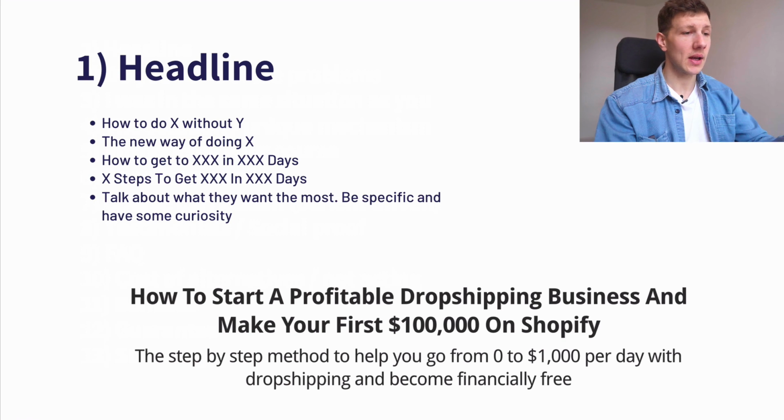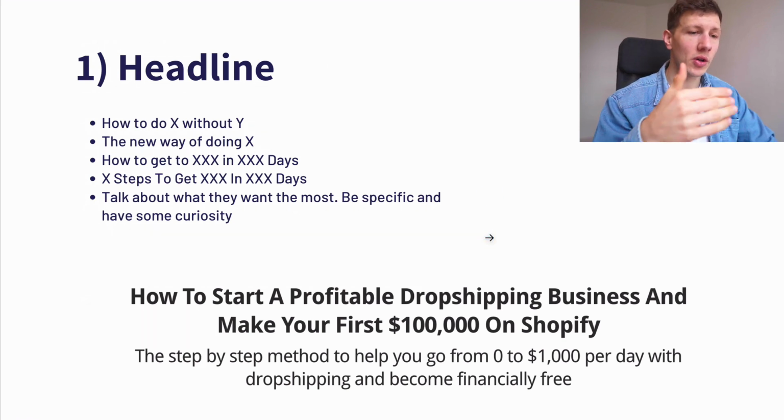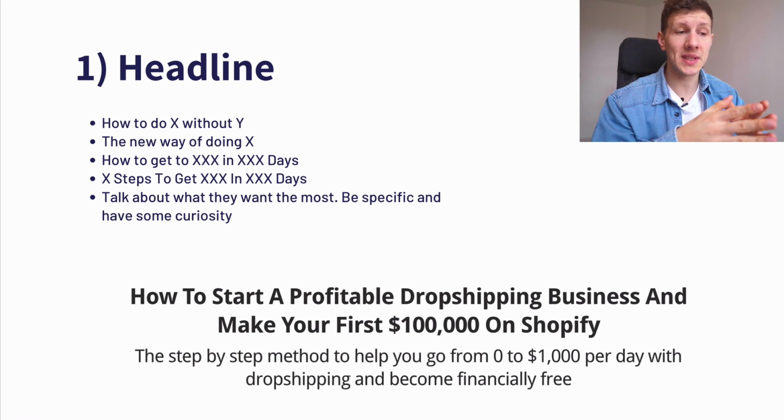As in the example I'm showing you just down below, a course that I created about dropshipping: how to start a profitable dropshipping business and make your first $100,000 on Shopify. The step-by-step method to go from $0 to $1,000 per day with dropshipping and become financially free. Because yes, people want to start a dropshipping business in this situation, but they also want to make money and be financially free. So you need to include all of these elements in your headline. The goal of the headline is really to make people want to read the full page and be like, oh, okay, this sounds interesting.